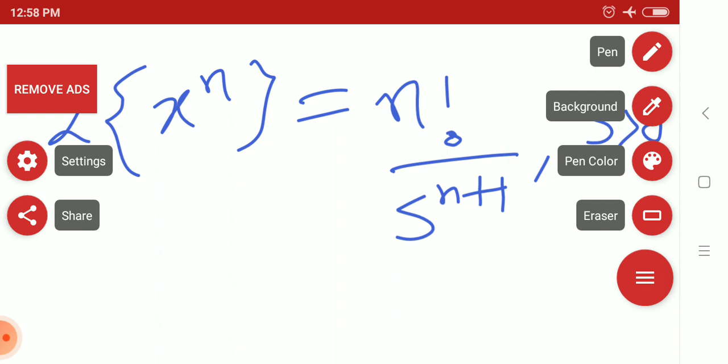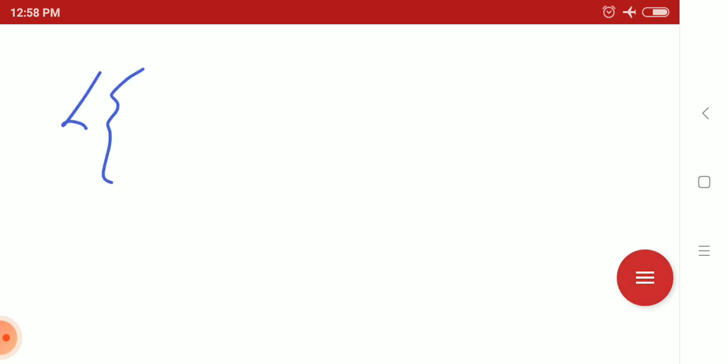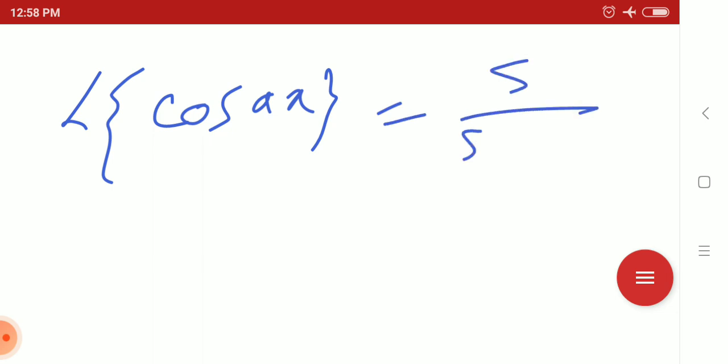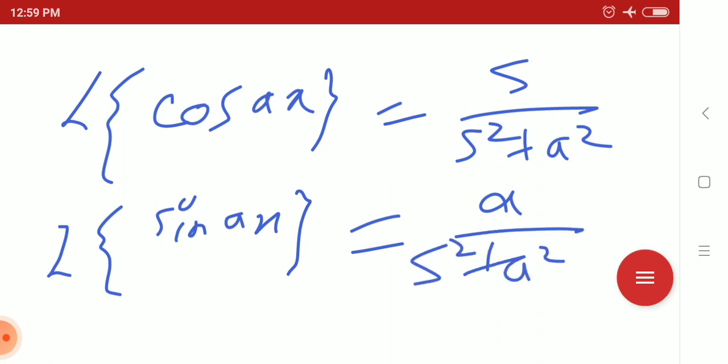Another important formula about the Laplace transformation is such that the Laplace transformation of cos of ax will give us s divided by s square plus a square, and the Laplace transformation of sine of ax will give us a divided by s square plus a square. Always remember these two things. Similarly, this is cosine, this is sine.